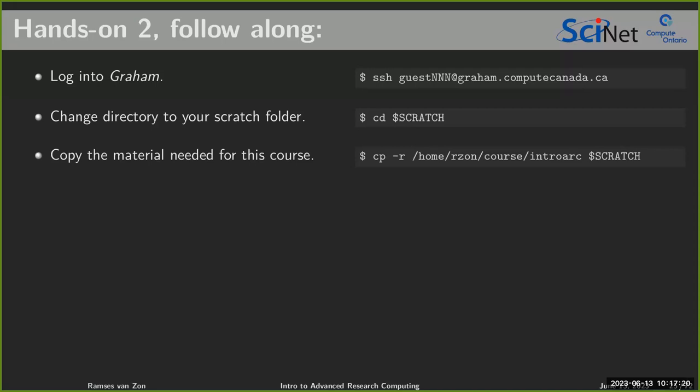So in Scratch, we're going to copy over the material. I've put some material in my home directory. So you have to copy over /home/rson/course/intro-arc. That is where it comes from. It's a directory which you want to recursively copy. That's what the -r is for here. And then where do we want to copy it? We want to copy it to our Scratch directory, so $SCRATCH. So try and make sure this is working. And then you'll get the directory that is also called intro-arc inside of this Scratch directory.